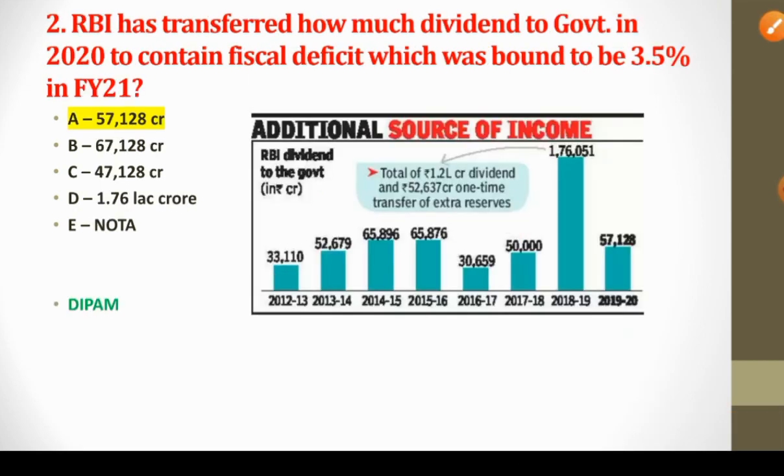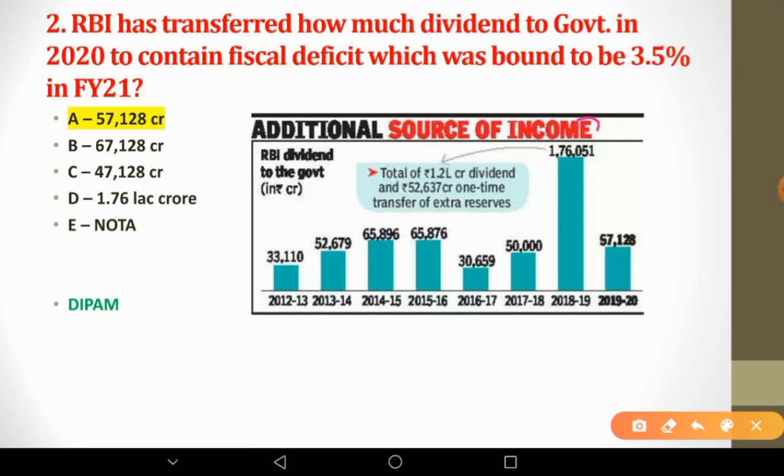Moving to the second question, how much dividend did the RBI transfer to the government in 2020 to contain the fiscal deficit, which is bound to be 3.5% in fiscal year 21? The answer is 57,128 crore. And you can see over here, last year RBI transferred 1,76,000 crore as dividend to the government, and that includes 52,637 crore one-time transfer of extra reserves to the government.